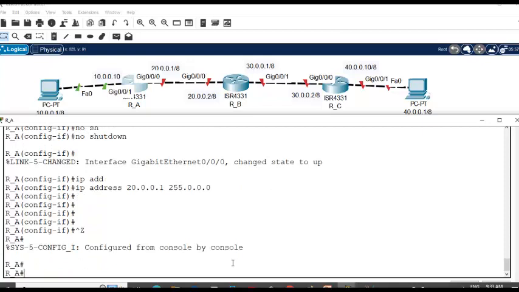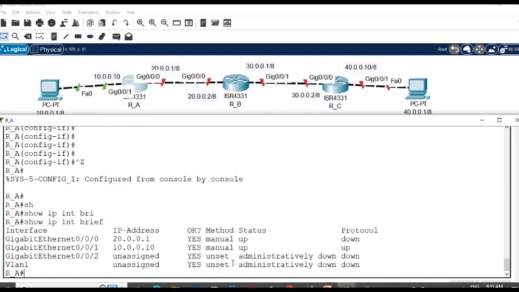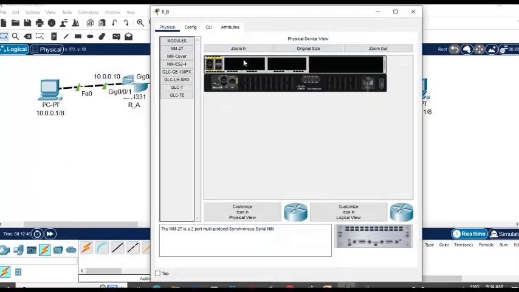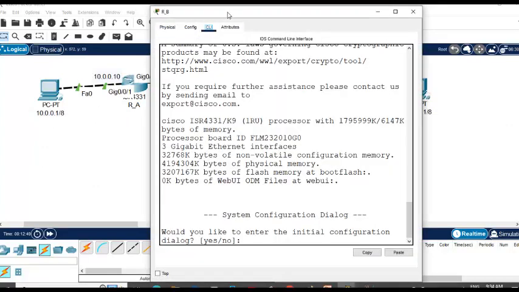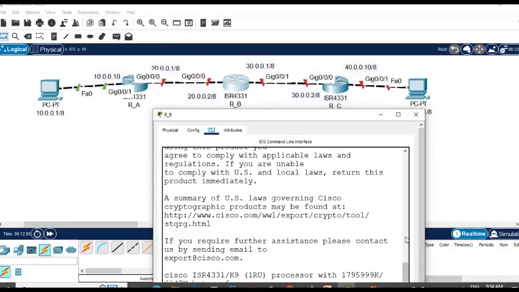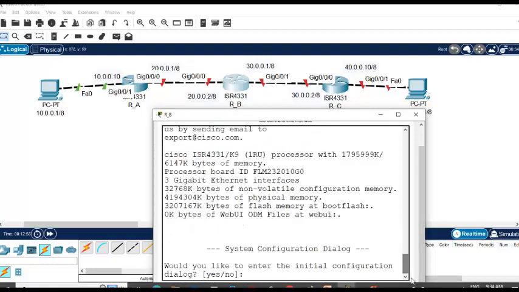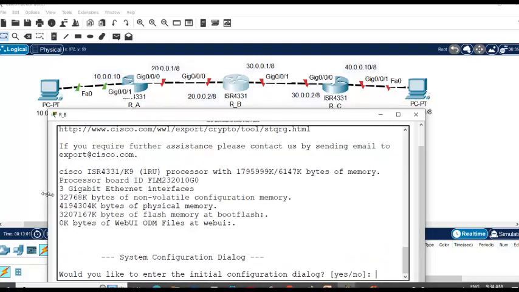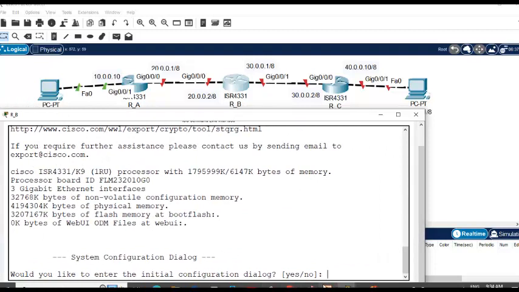Router B. What do I have to say here? The host name is router underscore B. You see, interface G0/0/0, no shutdown. As soon as I say no shutdown, two lines come up because the other side is already up. See, it has turned green. Earlier it was red. It means this link can now send and receive any protocol.